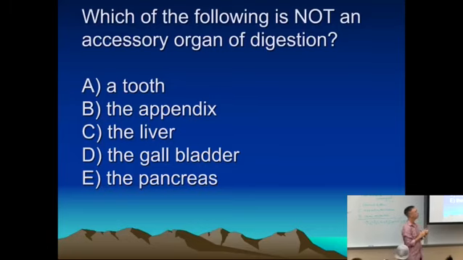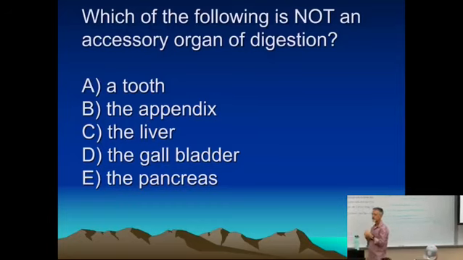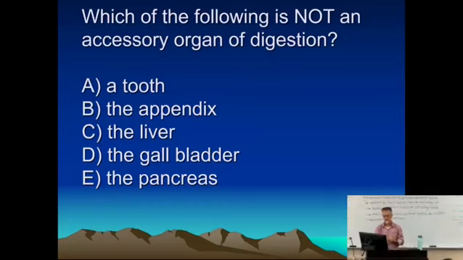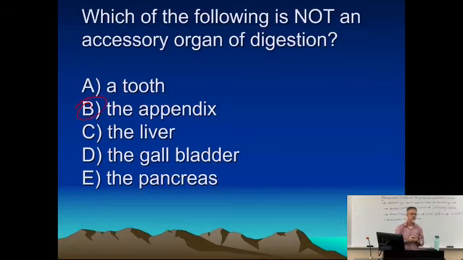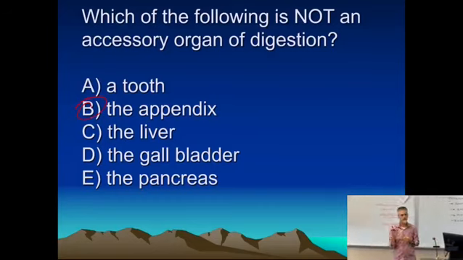What do we think? B, the appendix. That is true. So the appendix hangs off of the digestive system. Where does it hang off of? What's the specific pocket thing that it hangs off of? The cecum, right? So it's along that pathway, but its main role is kind of immune system instead, right?